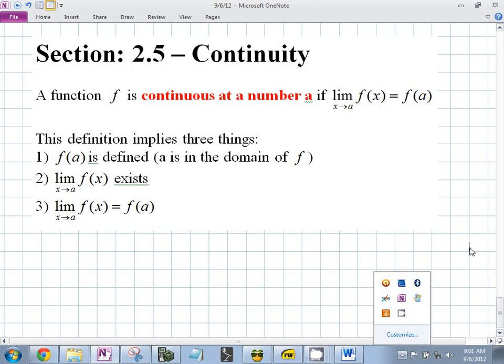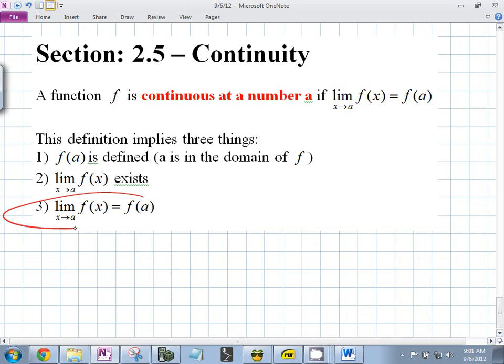A function is continuous at a number a if the limit as you approach from both sides, as x goes to a, is the function evaluated at that a value. So what does this mean? f of a has to be defined. So if the function isn't defined at that value, can it be continuous there? No. The limit has to exist, so if the limit doesn't exist, it doesn't work. And the limit has to equal the function value.